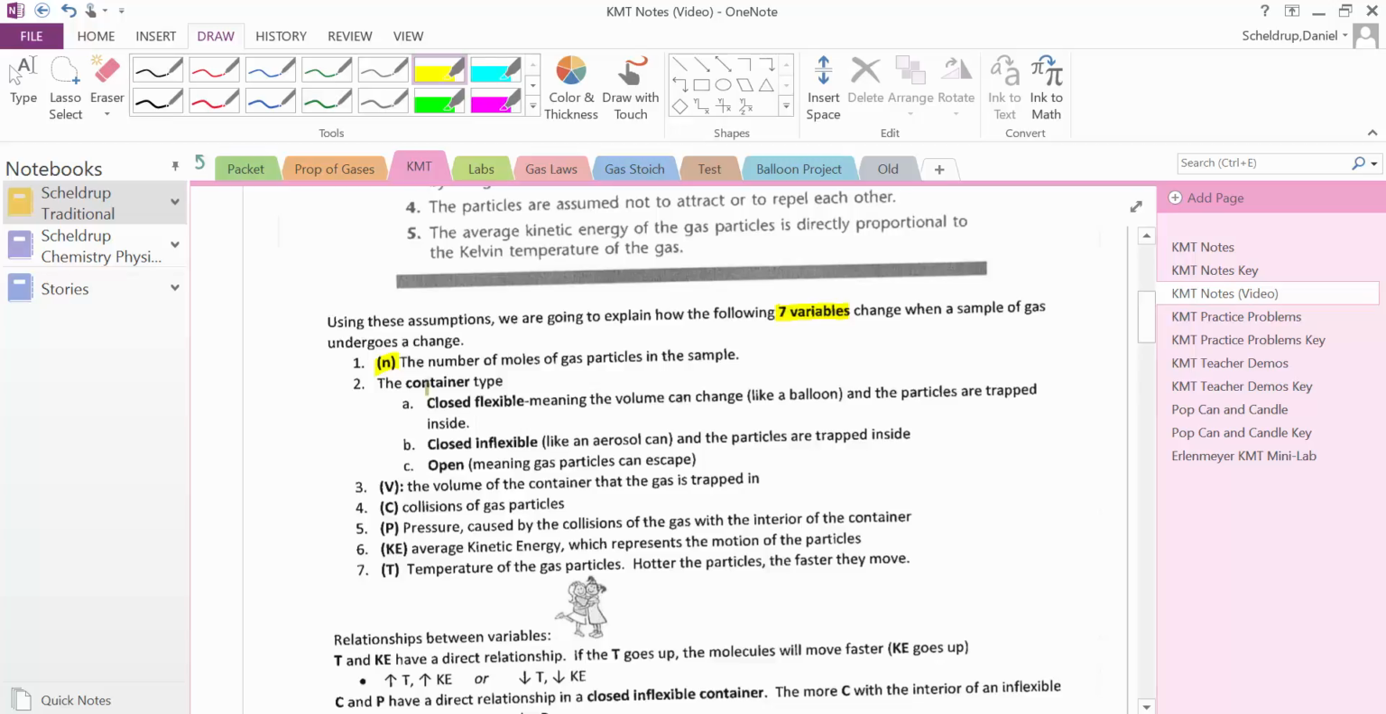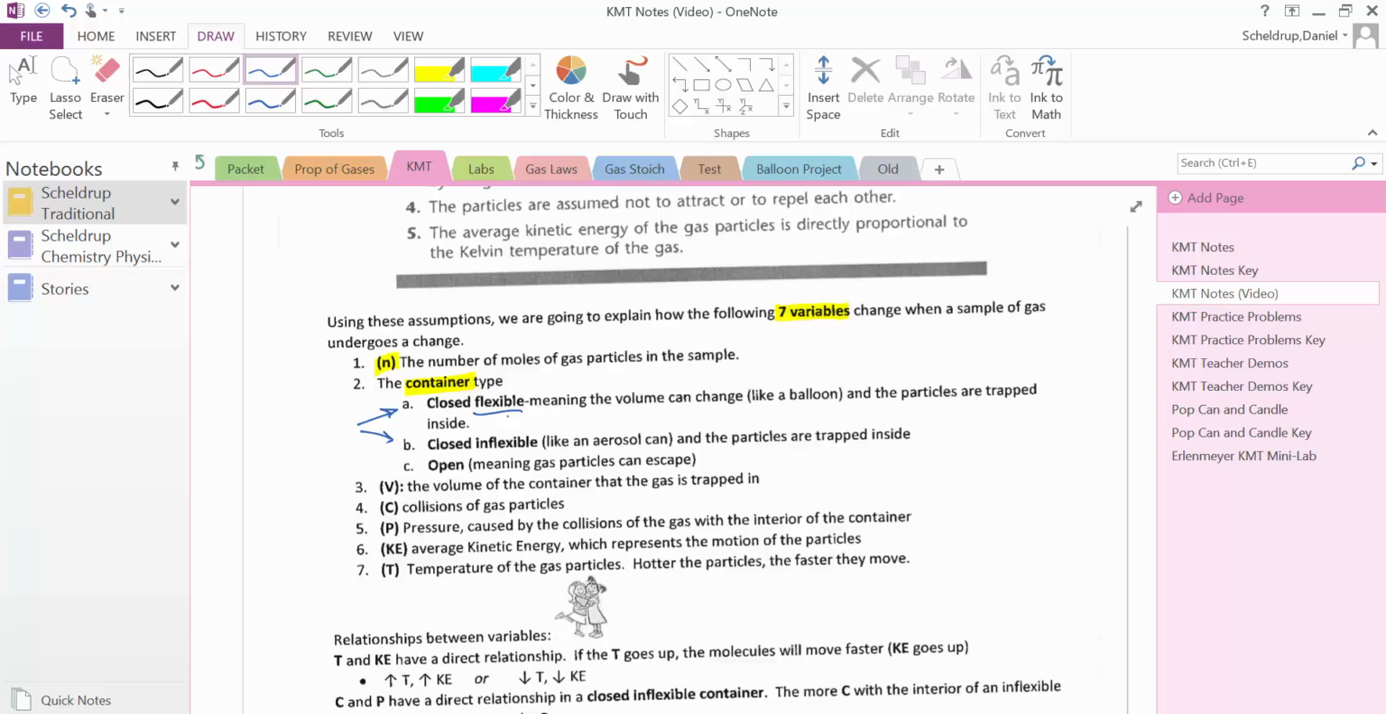The second thing we want to always mention is the container type. So there are three different types of possible containers. The first one is if it's a closed container, and then there's two different distinctions that we make. It can either be closed flexible, which means that the volume can change. So the example given is like a balloon. So the volume of a balloon can get bigger or smaller depending on what other things you change about it.